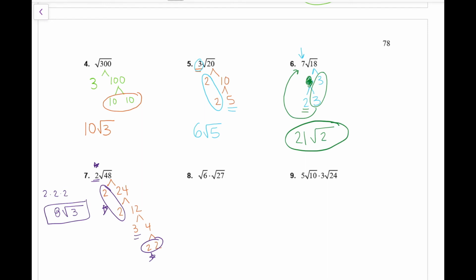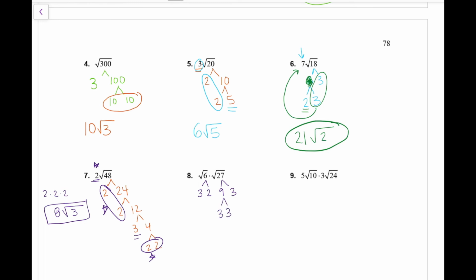Now let's just keep this 8. We have 2 square roots. We can multiply those numbers together, but I can also just break them down from here. So 6 breaks down to 3 times 2. 27 is 9 and 3. And 9 breaks down to 3 and 3.